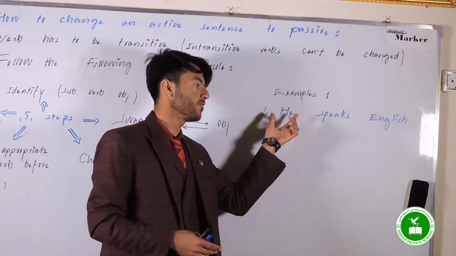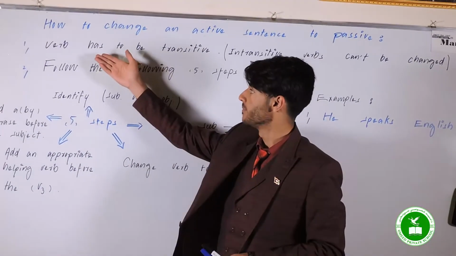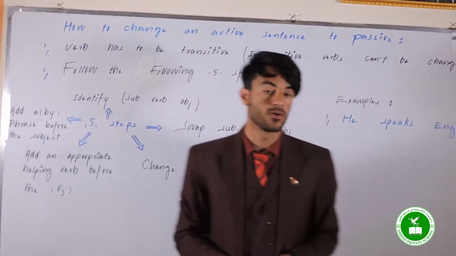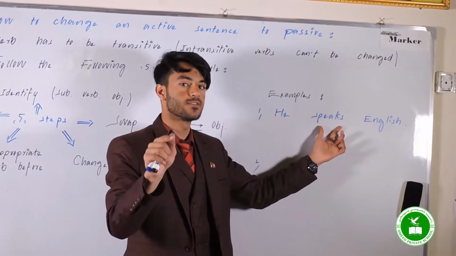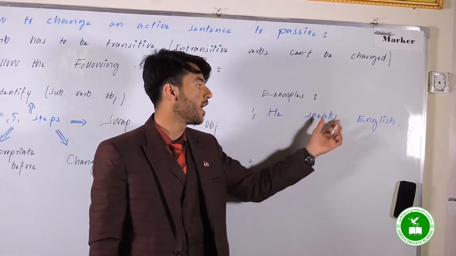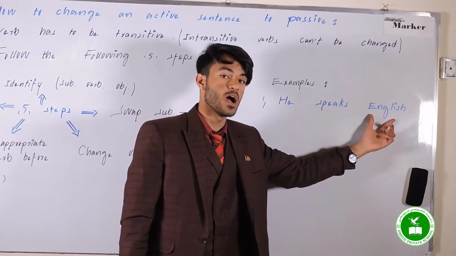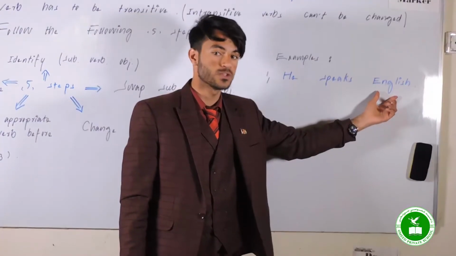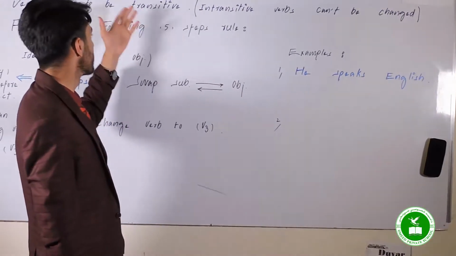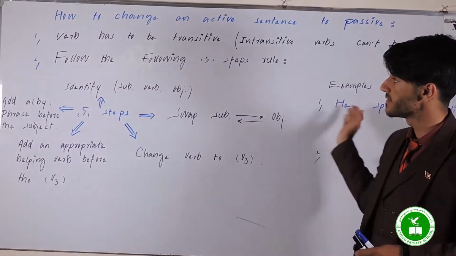Now, when we want to change this sentence to passive, let's look at the rules. Number one, the verb has to be transitive. Let's look at the verb. Is it a transitive verb? He speaks English. Transitive verbs are those verbs which are followed by an object directly. He speaks English. This is the object, so this verb is called a transitive verb. Why? Because it is followed by the object directly. So the first rule is fine, there's nothing wrong with it, because the verb is transitive.